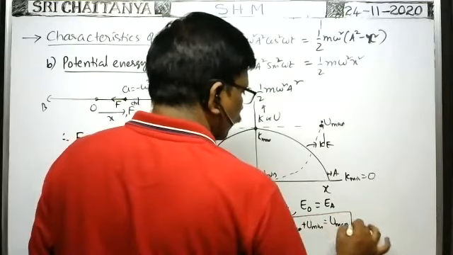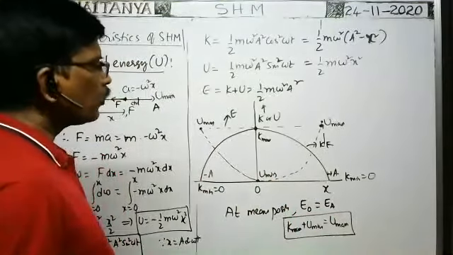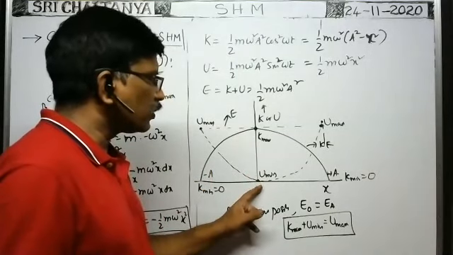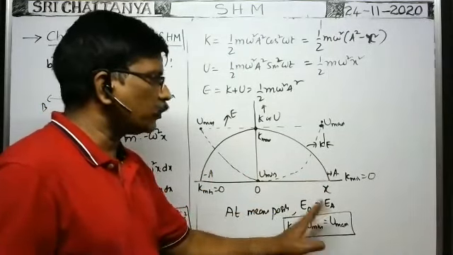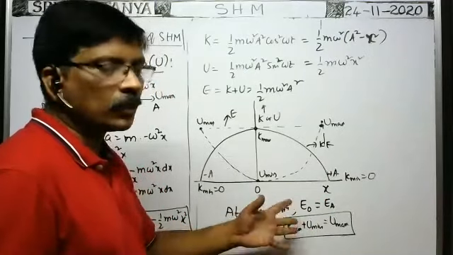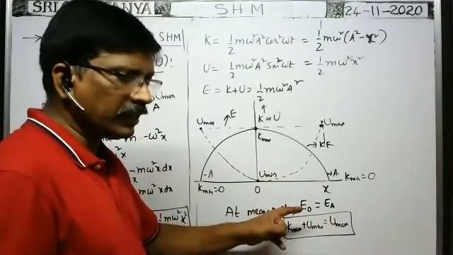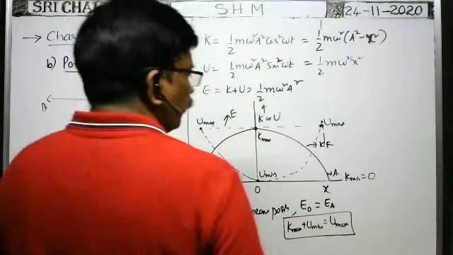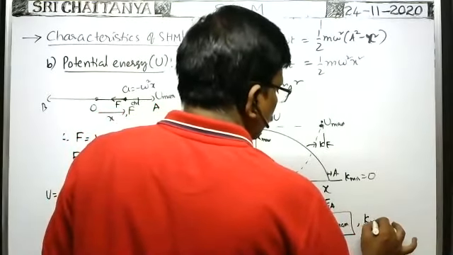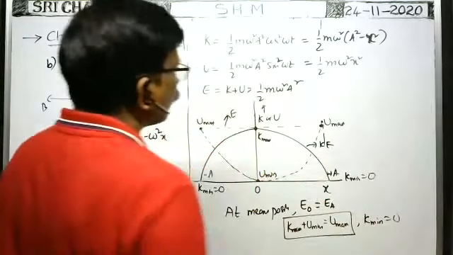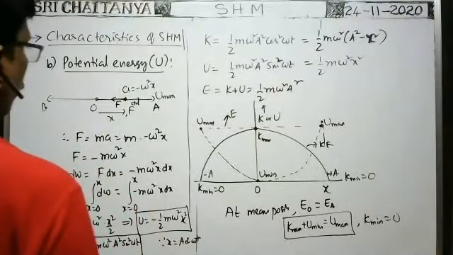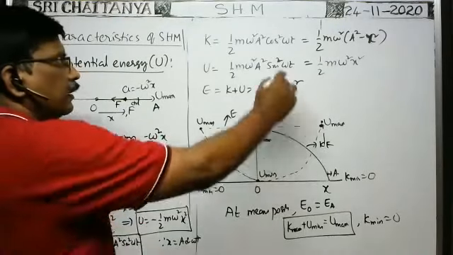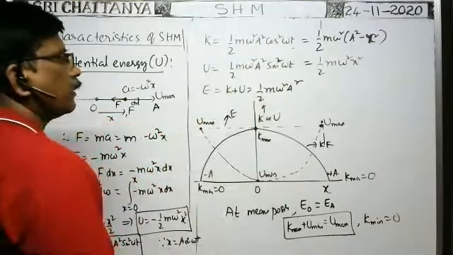Suppose at the mean position the potential energy is given as zero, then the maximum kinetic energy at the mean position is equal to the maximum potential energy at the extreme position. Sometimes the minimum potential energy will be given, and in such a case, this is the formula. Minimum kinetic energy is zero only at the extreme position. This is how the energy of the particle in simple harmonic motion varies with distance, or with time according to this graph.